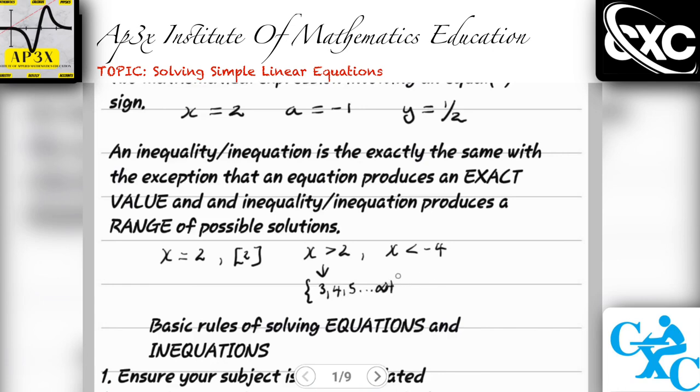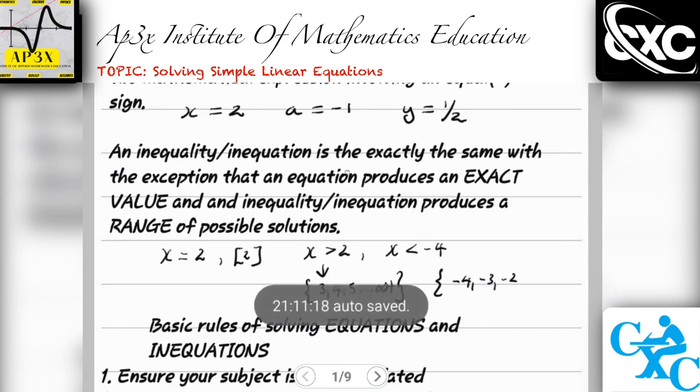Now on the other hand, say we're looking at x is less than -4, then you're looking at -4, then -3, then -2. Well, it says x is less than -4, my apologies, so that's less than -4.